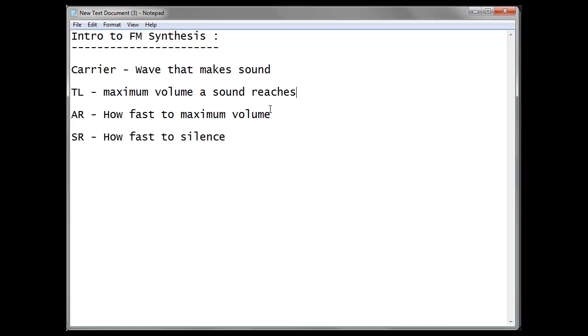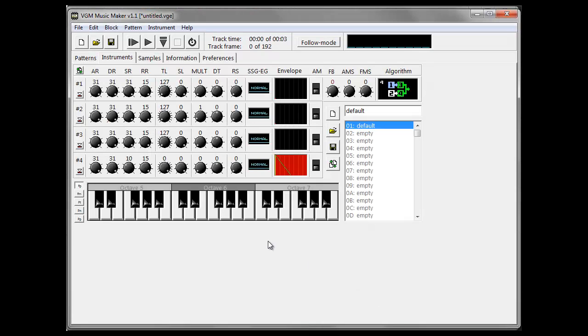The software we're using kind of looks a lot like a Mega Drive, and it's a bit odd because it says 127 is the lowest volume and 0 is the highest volume, so it's a bit backwards. Attack rate makes a bit more sense. Attack rate goes from 0 being never to 31 being instantaneous, and sustain rate is the same. 0 is never, so never reaches silence. 31 is instantaneous.